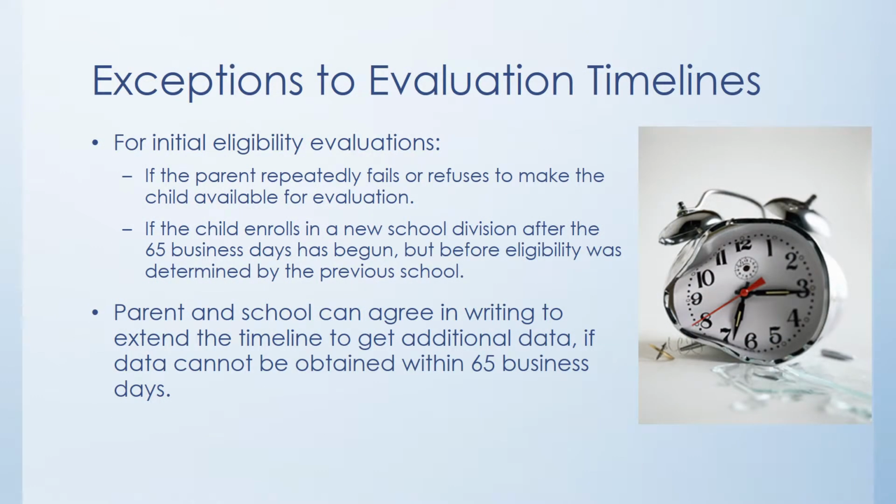There are some exceptions to the timelines we just discussed. The first two exceptions relate to initial eligibility evaluations. A school can extend the timeline for these evaluations if a parent repeatedly fails or refuses to make their child available for an evaluation. Sometimes a child may transfer to a different school division during the initial evaluation process. In these cases, the new school must be making sufficient progress to ensure a prompt completion of the evaluations, and the school and the parent must agree to a new time frame for completion of these evaluations.